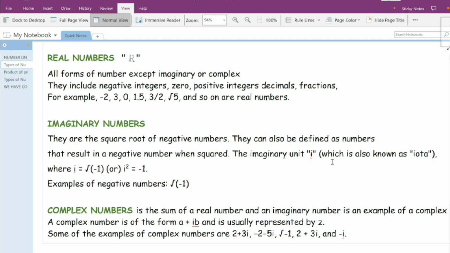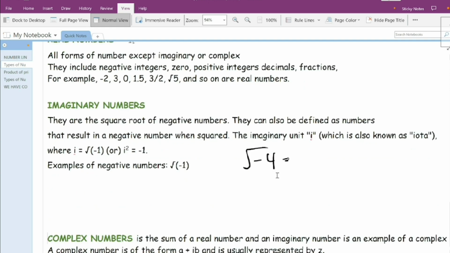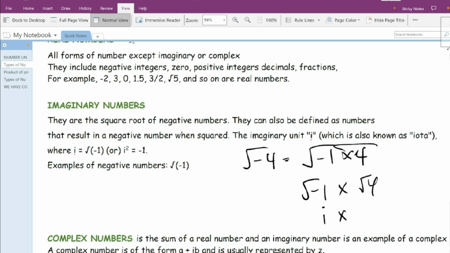The imaginary unit i is also known as the iota. For example, the square root of -4, this can also be written as -1 times 4, because -1 times 4 will give you -4. We can also rewrite it as square root of -1 times square root of 4. Square root of -1 is i, and square root of 4 is 2. So square root of -4 is 2i. This is at an advanced level where you do the square root of -4, but at your level, the square root of -4 is impossible. This i is the imaginary number, also known as the iota. So this is an imaginary number.